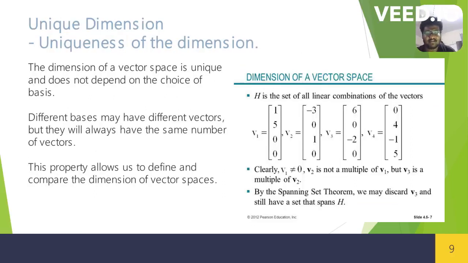Unique dimension. The dimension of a vector space is unique and does not depend on the choice of basis. Different bases may have different vectors, but they will always have the same number of vectors. This property allows us to define and compare the dimensions of vector spaces.